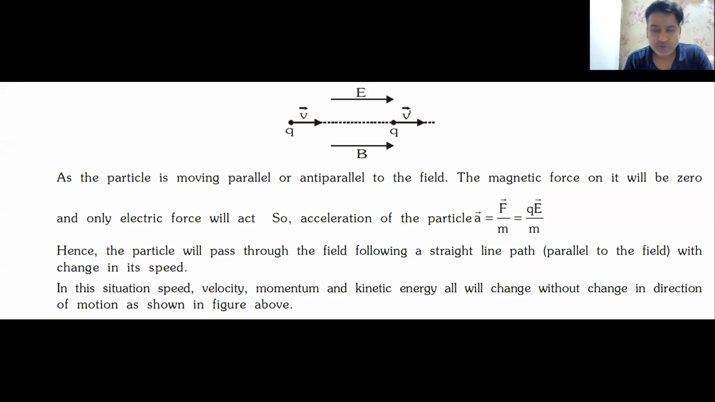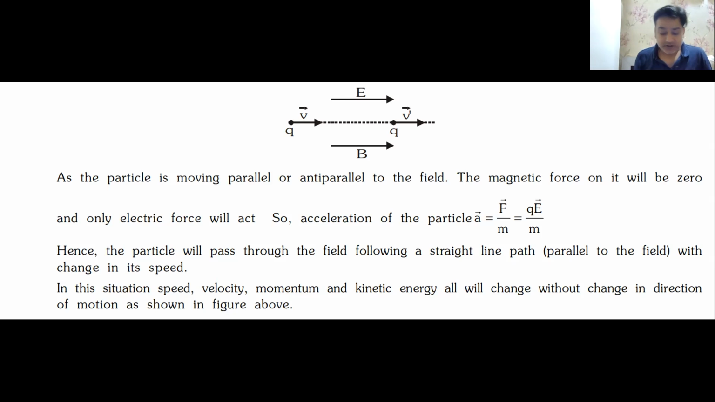Well, this case is very simple. If V, E, and B all are in the same direction, the magnetic field will not be able to do anything because of the electric field. If it is a positively charged particle, its speed will keep on increasing. If it is a negatively charged particle, its speed will first decrease, it will become zero, and then it will turn back. So the motion would be motion in a straight line. Do we understand this? Yes or no?